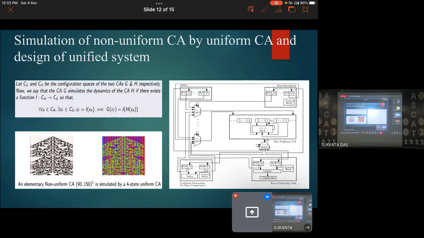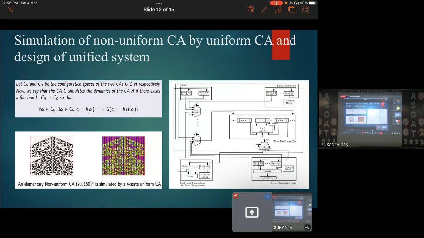The third problem is simulating a non-uniform CA by a uniform CA, and we were simulating it by using some function I. Suppose I have rules 90 and 150 in the non-uniform CA, and we form a rule for the uniform CA: 90 and 0 will be 0 for the uniform CA, 90 and 1 will be 1, 150 and 0 will be 2, and 150 and 1 will be 3. So there are 4 states in the uniform CA. Now we can construct this uniform CA that can actually simulate the non-uniform CA.